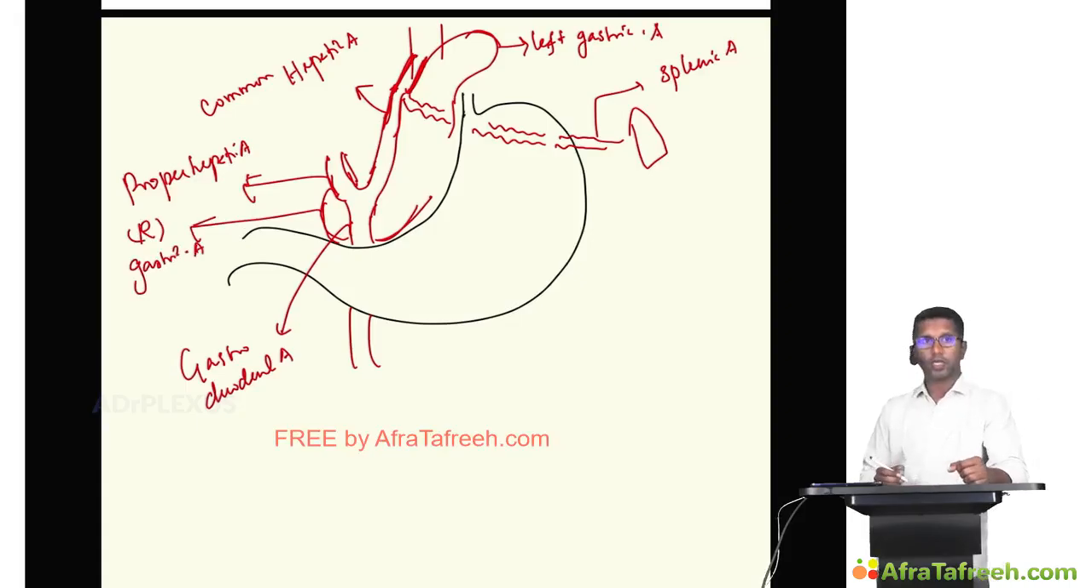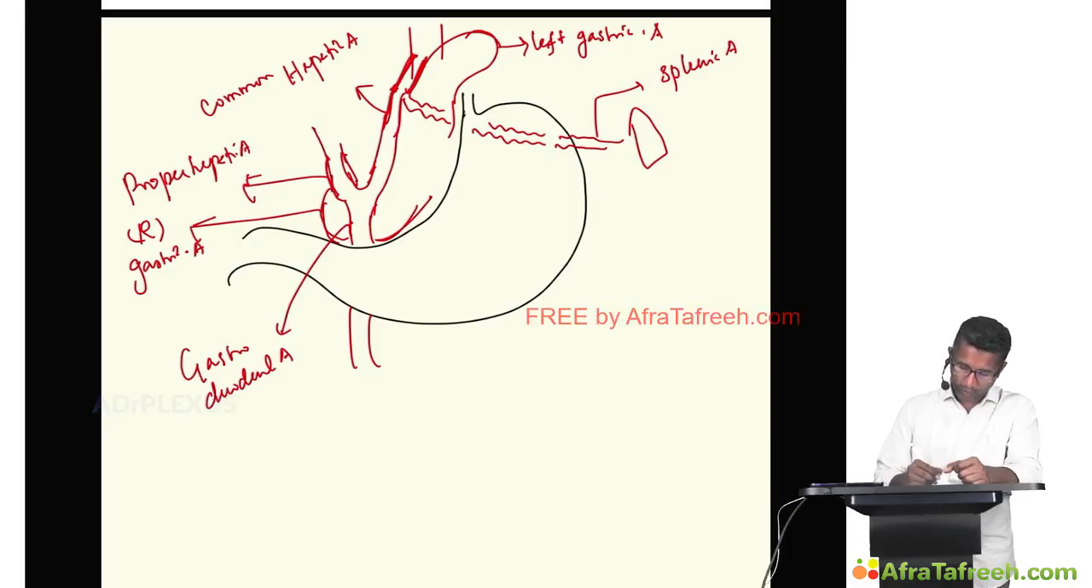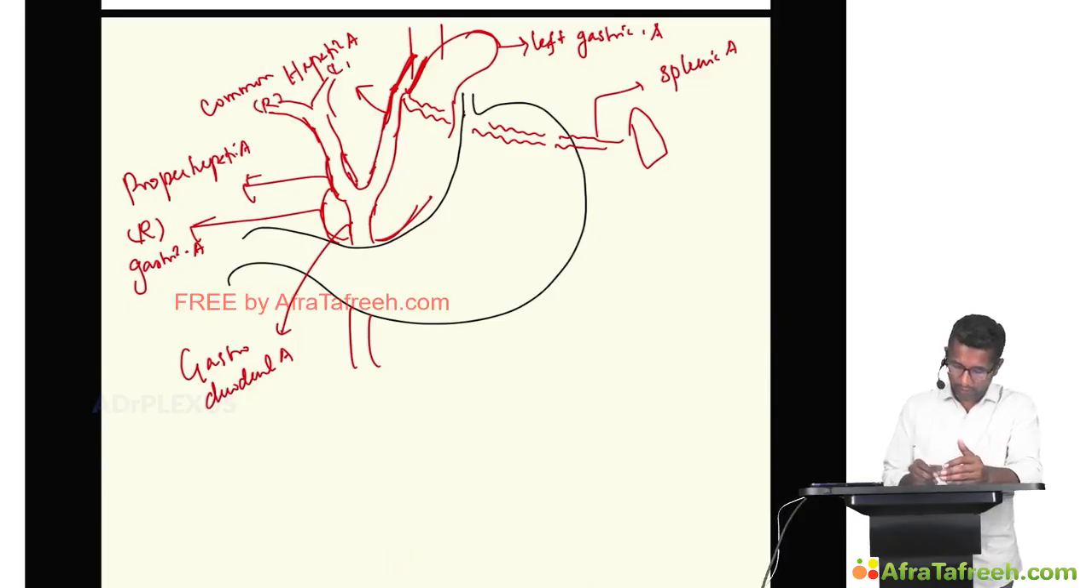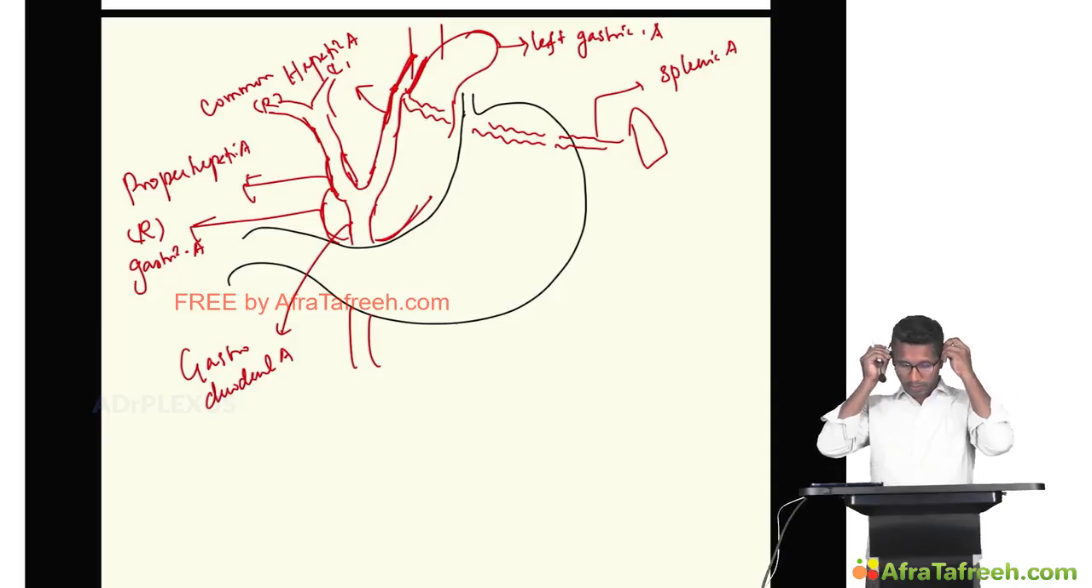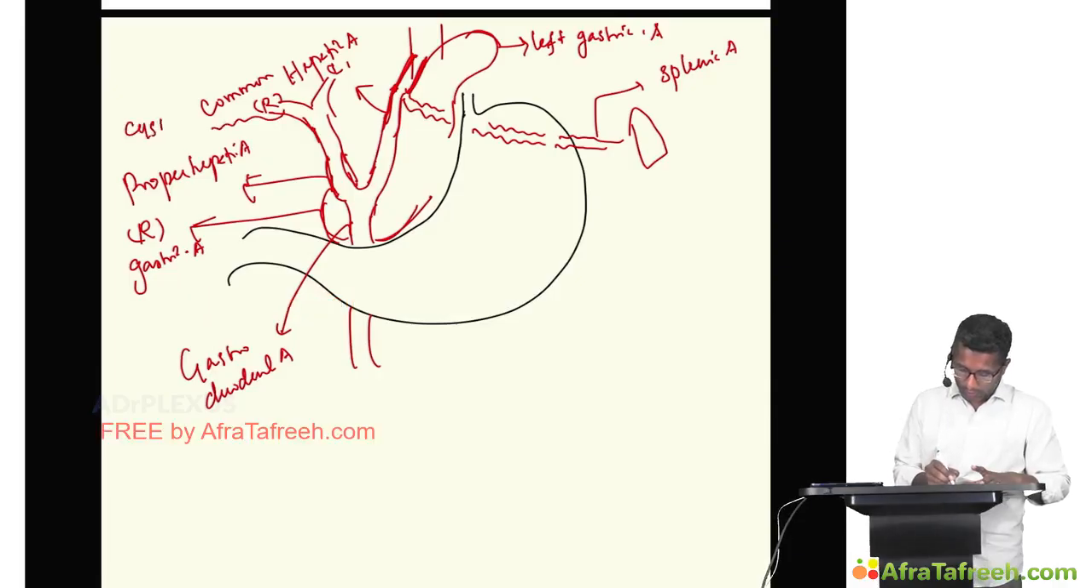Now when the hepatic artery ascends above, it divides into two branches to the liver, one to the right lobe and one to the left lobe of the liver. These two branches are called the right hepatic artery and the left hepatic artery. And from the right hepatic artery you get a branch to the gallbladder, which is called the cystic artery.